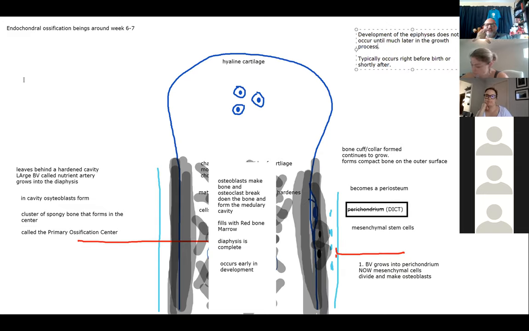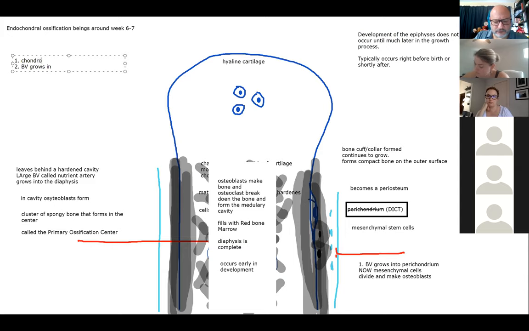What happened first in the diaphysis? Blood vessel forms? Even before the blood vessel came in, what happened? What was the first thing that happened? You're absolutely right. The second thing, absolutely, is a blood vessel grows in. But what happened even before the blood vessel grew into the diaphysis? Chondrocytes? What happened to the chondrocytes?